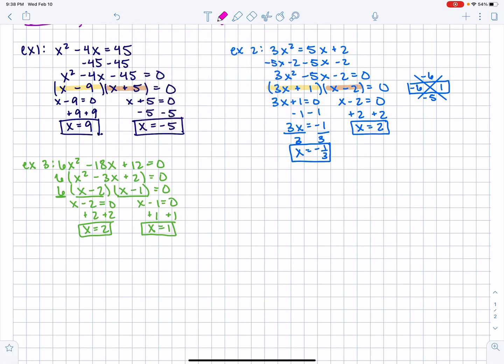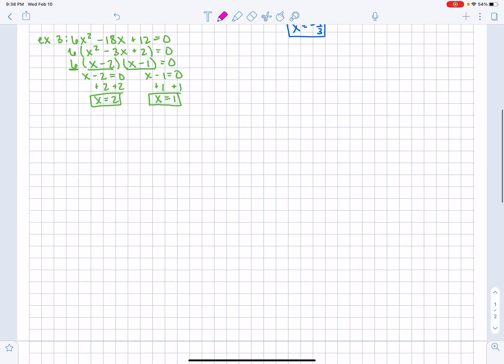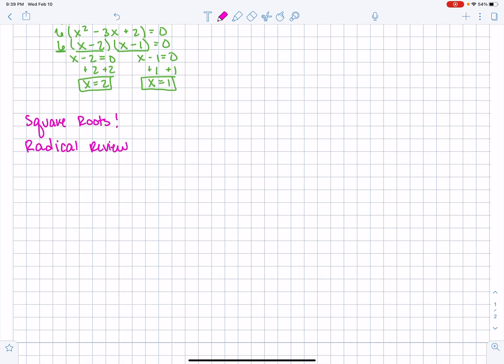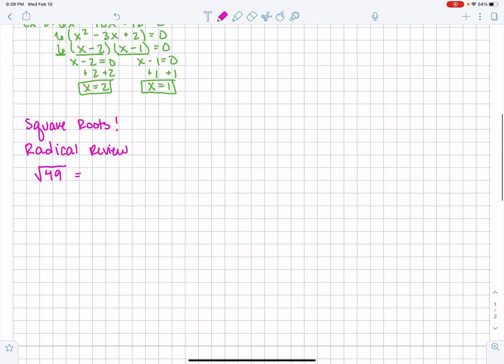Okay, let's move on to our square roots. So, square roots. And we need to take some time to do a little bit of a radical review. What I mean by that is that we need to simplify some radicals. So as a reminder, you might have something like the square root of 49. And this little square root sign says, well, what times itself gives you the inside, or the 49? And you would say, well, 7 times 7 equals 49. So the square root of 49 is 7.